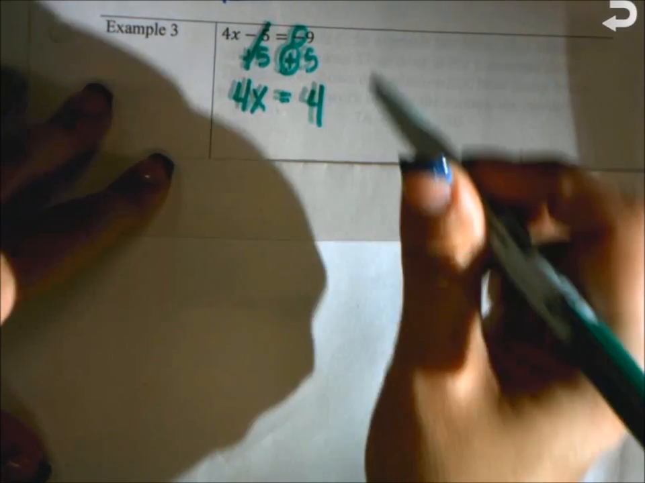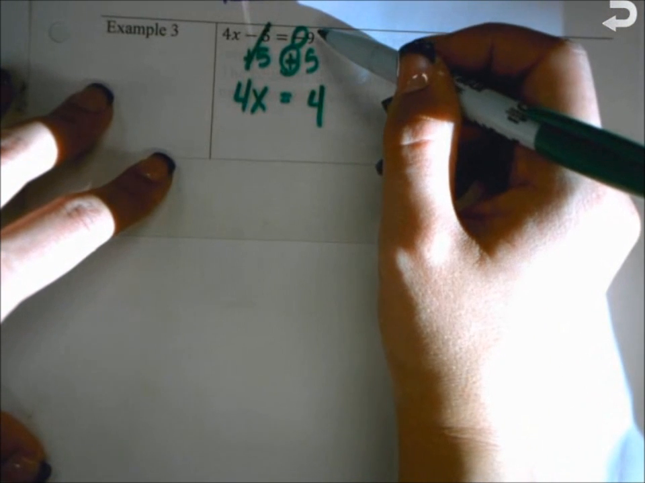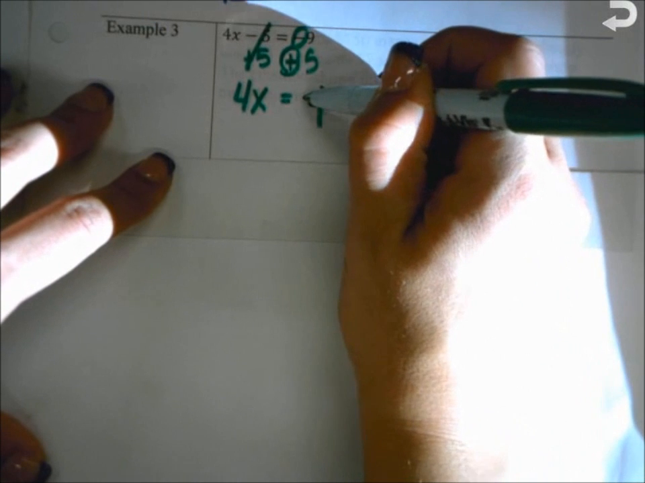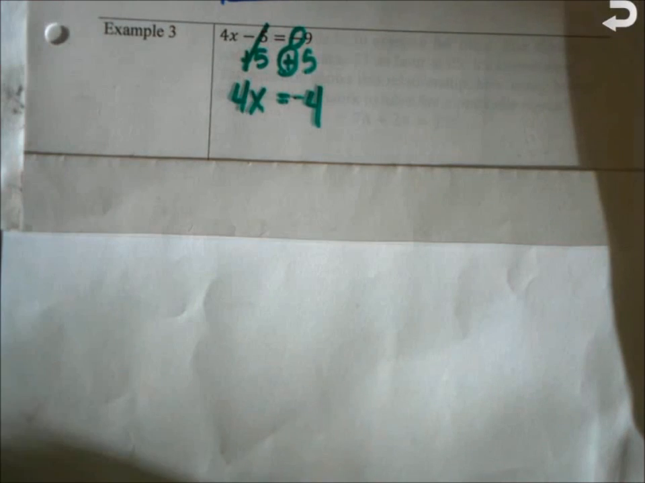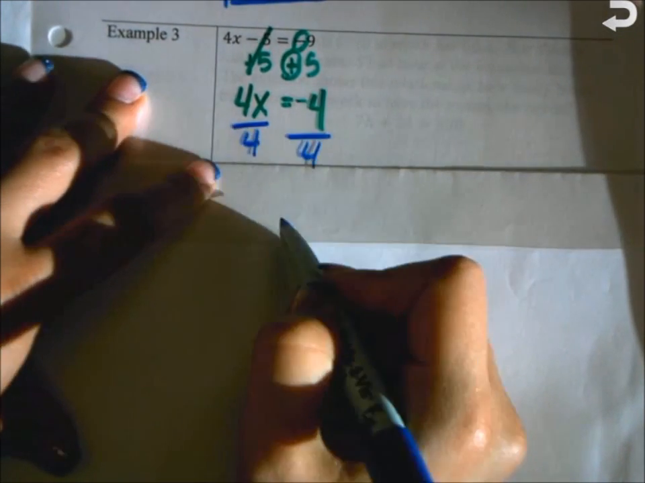So I have 4x equals negative 4, and I need to get rid of that multiplication, so I divide both sides by 4. 4 divided by 4 gives me x, and negative 4 divided by 4 gives me negative 1. So my answer was x equals negative 1.